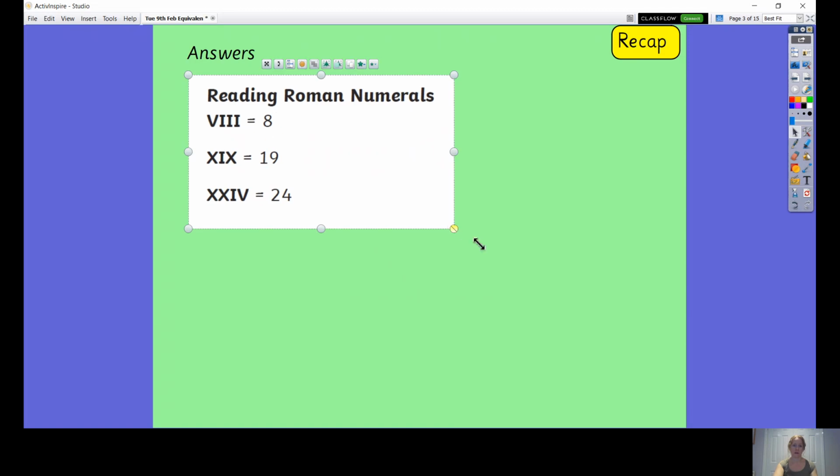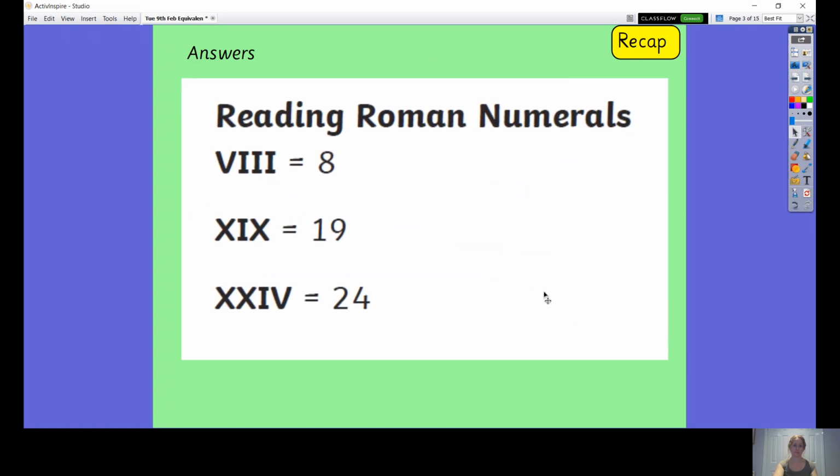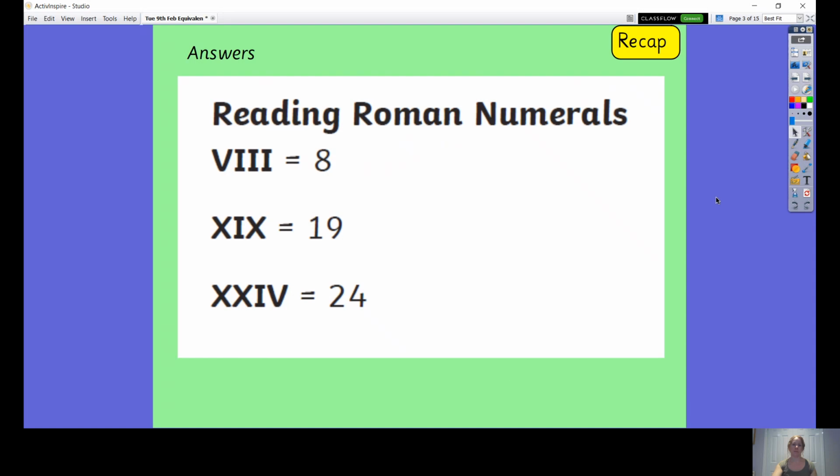Just make these a little bit bigger as well. There we go. And if you'd like to pause here, you can have a look if you've got the right answer. Okay, so the first one was quite straightforward, wasn't it? You probably remembered that one. V was worth 5, and then the 3 ones, and obviously 5 and 3 ones makes 8.